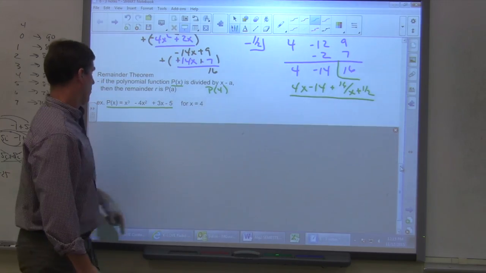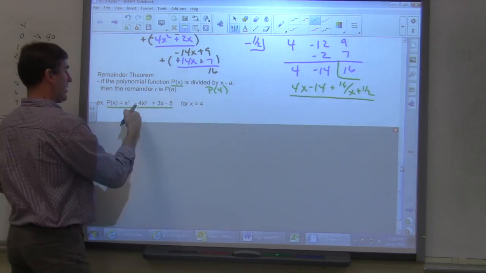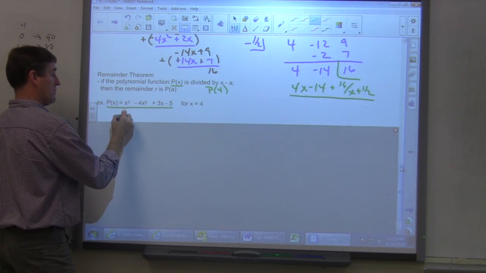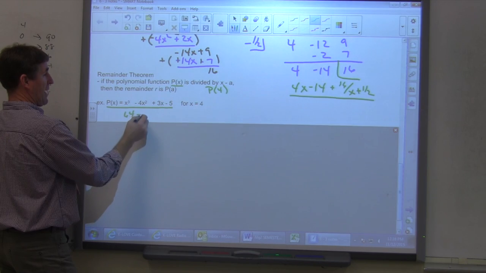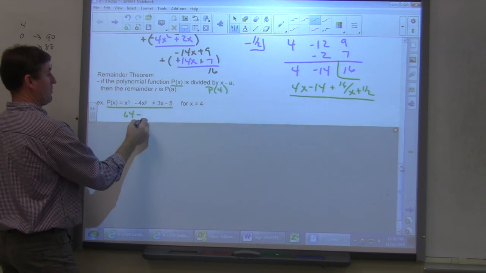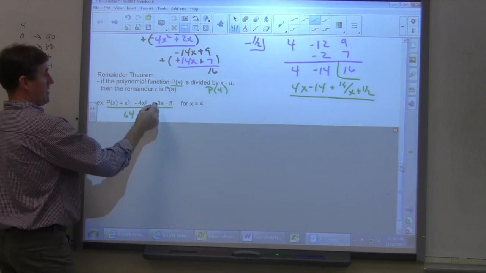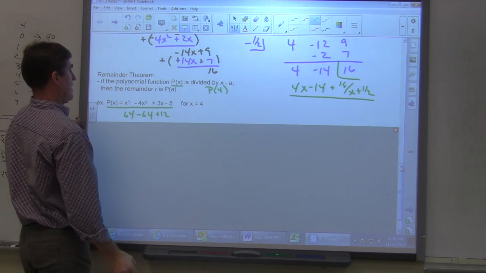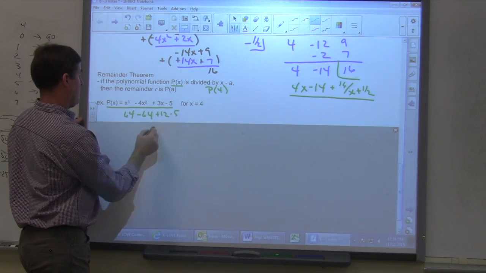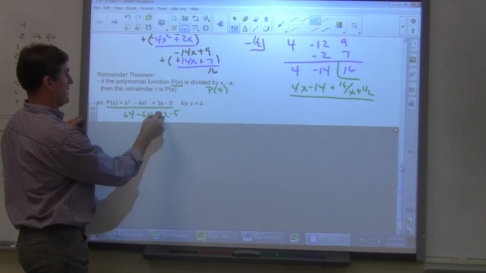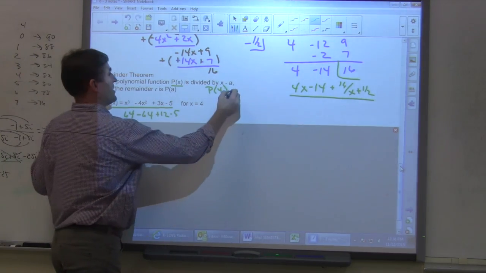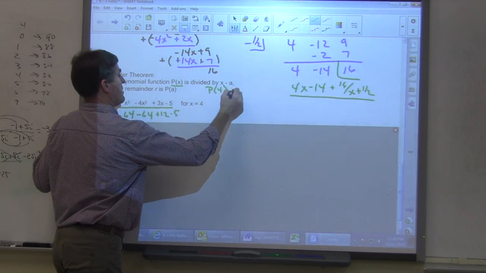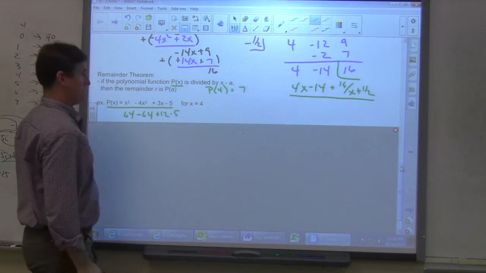So we're going to plug in 4 in this case. So one way I can do it is I can plug 4 in, because it's saying p of 4, that's replacing the x. So that would be 4 cubed, which would be 64, minus 4 squared, which is 16, times the negative 4 would be negative 64. 3 times 4 is 12. And then minus 5, and so 64 minus 64 would be 0, and 12 minus 5 would be 7. So what they're saying is p of 4, then the remainder is going to be 7.